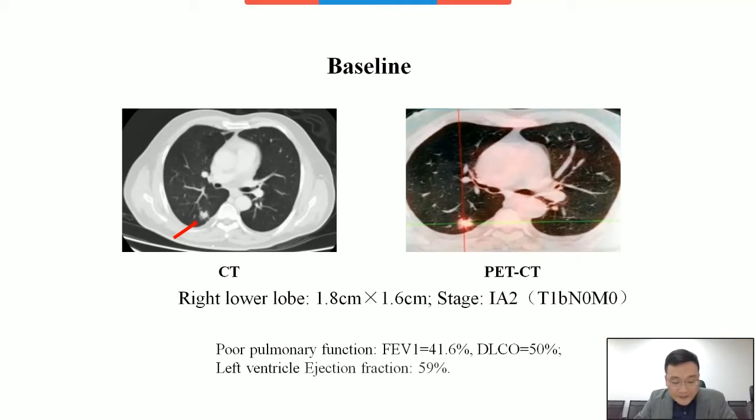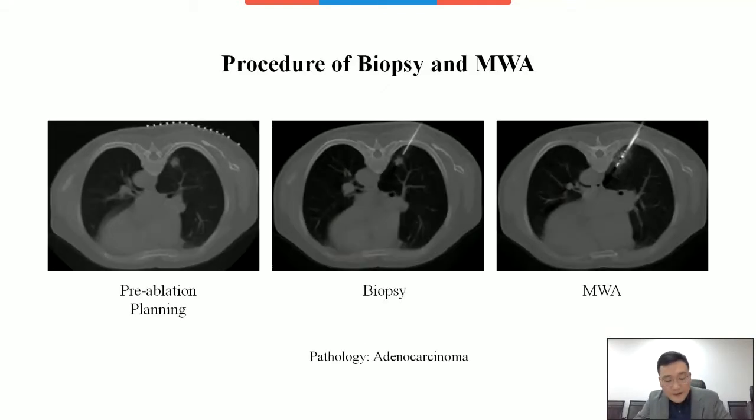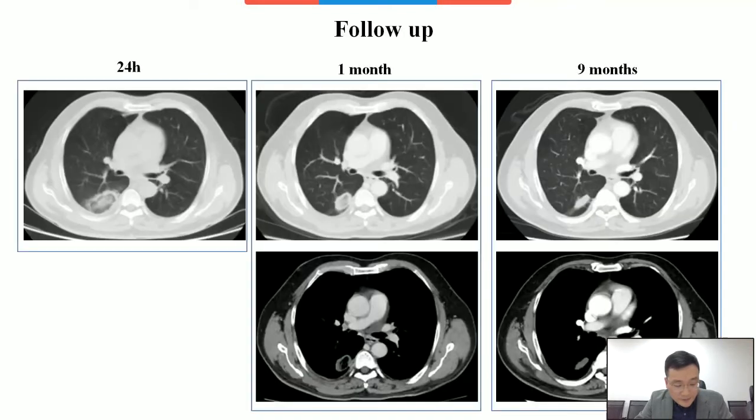His pulmonary and cardiac function was also poor, so surgical resection was highly risky. We performed lung biopsy and microwave ablation simultaneously. After pre-ablation planning, biopsy and microwave ablation were performed successfully. Pathologic results showed adenocarcinoma.